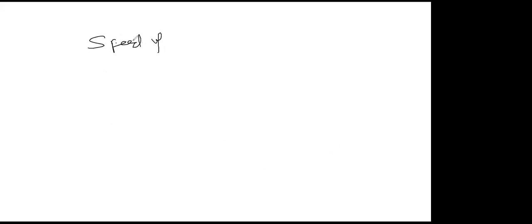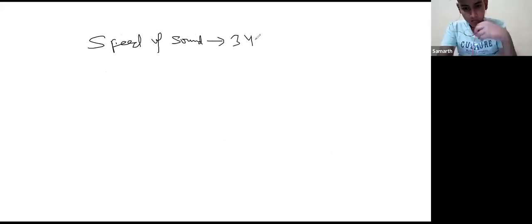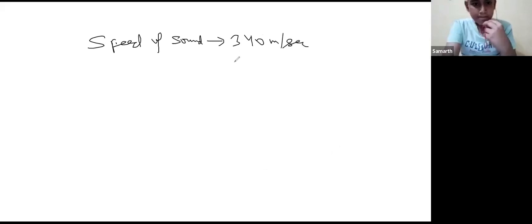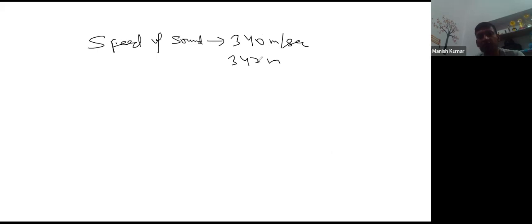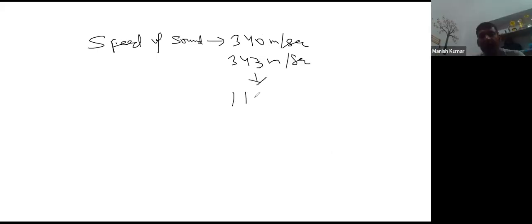Now, what is the speed of sound in air? 340 meters per second. 343 is the exact one, per second. It is also called 1 Mach. The speed of fighter aircraft is also measured in Mach.